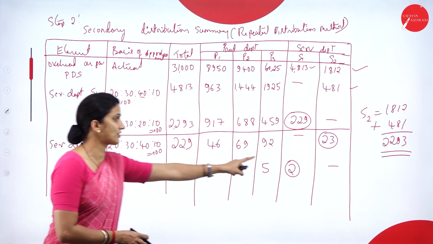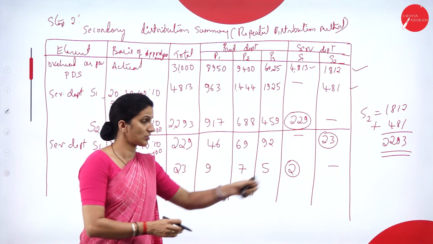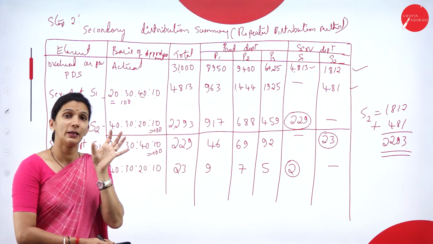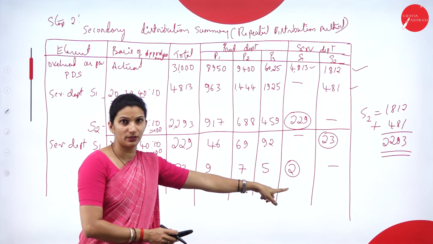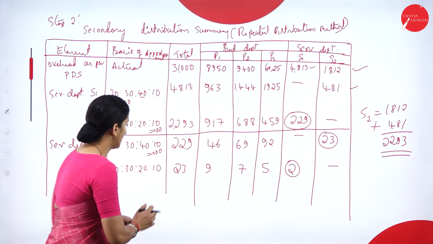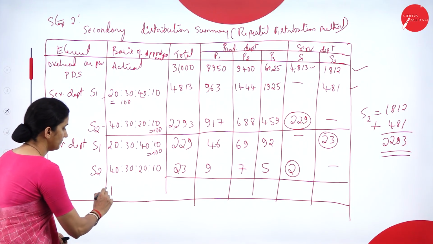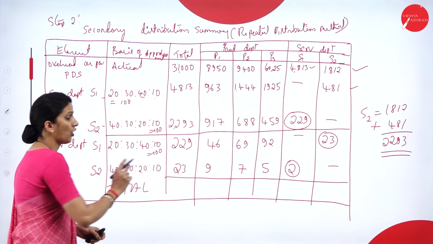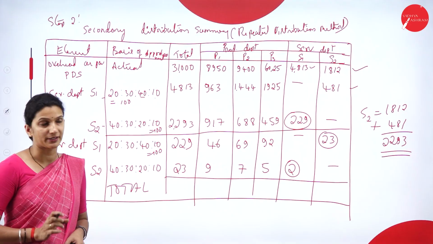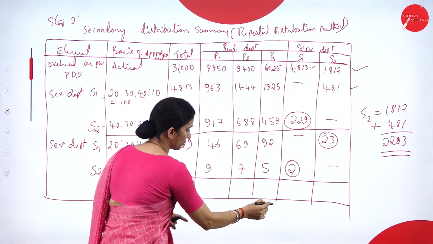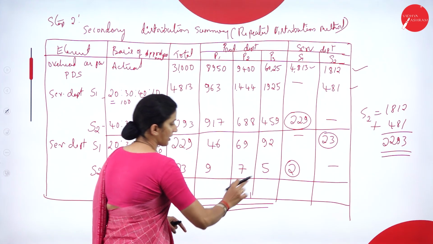So here we can stop the procedure at this stage, because here we have only 2. When we get a value below 5, we can stop the process there. So here we can stop the process. Then we need to do the total of only the production department. So here, production departments P1, P2, P3, we need the total of only these 3 departments.